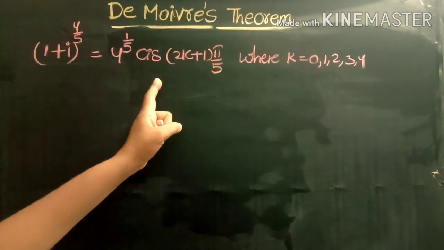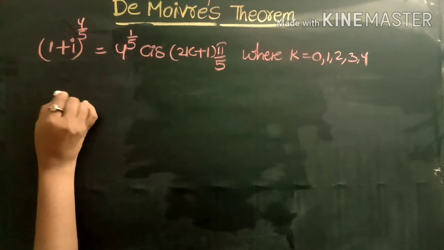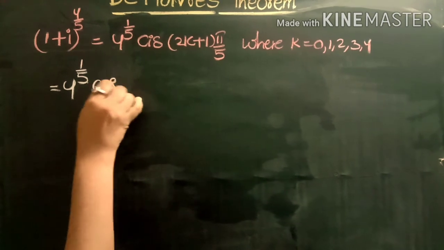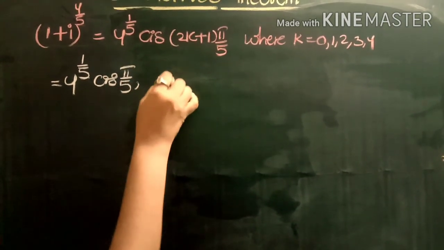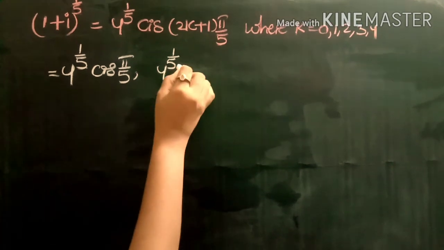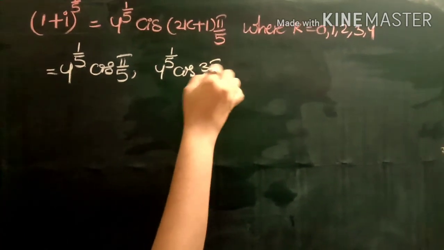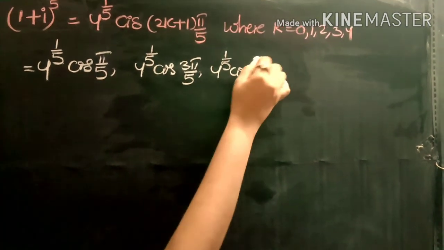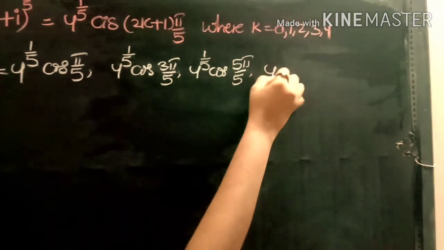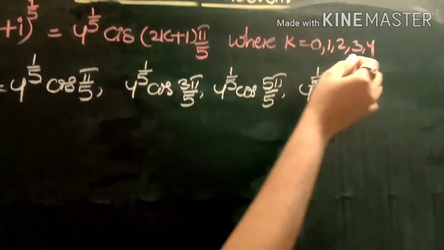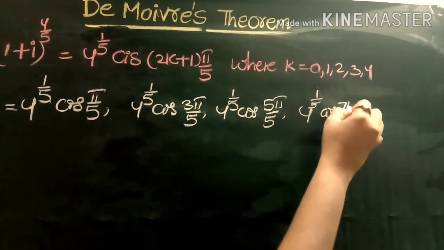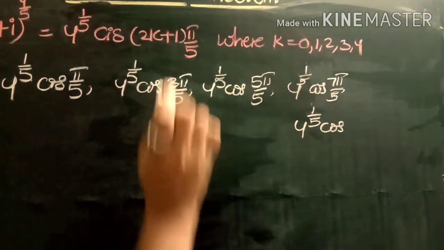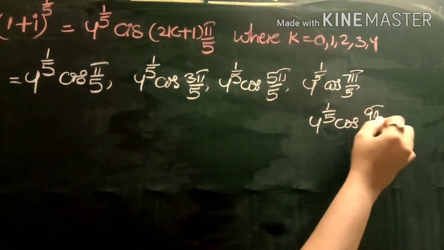Now we are replacing k values 0, 1, 2, 3, 4 one by one in this answer. First value: 4 power 1 by 5 into, taking k equal to 0, cis pi by 5. The next value, 4 power 1 by 5 into, taking k equal to 1, cis 3 pi by 5. The next value, 4 power 1 by 5 into cis, taking k equal to 2, 5 pi by 5. The next value, taking k equal to 3, cis 7 pi by 5. And the last value, taking k equal to 4, cis 9 pi by 5. Now these are all the values.